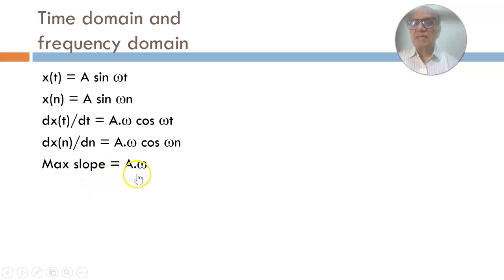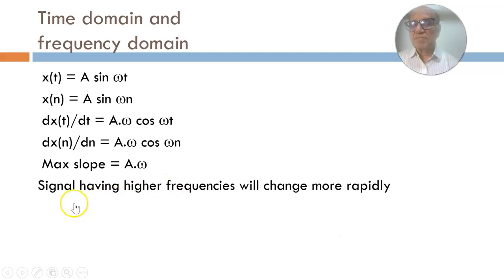This equation tells us that the larger the value of the frequency, the higher is the slope with which the signal changes. So the rate of change of a signal in the time domain corresponds to high frequencies in the frequency domain. That is what this equation for slope tells us. So this is one important concept: a signal having higher frequencies will change more rapidly. Or conversely, if a signal is given to you and you observe that it is changing more rapidly, then you can conclude that it will have higher frequency content.